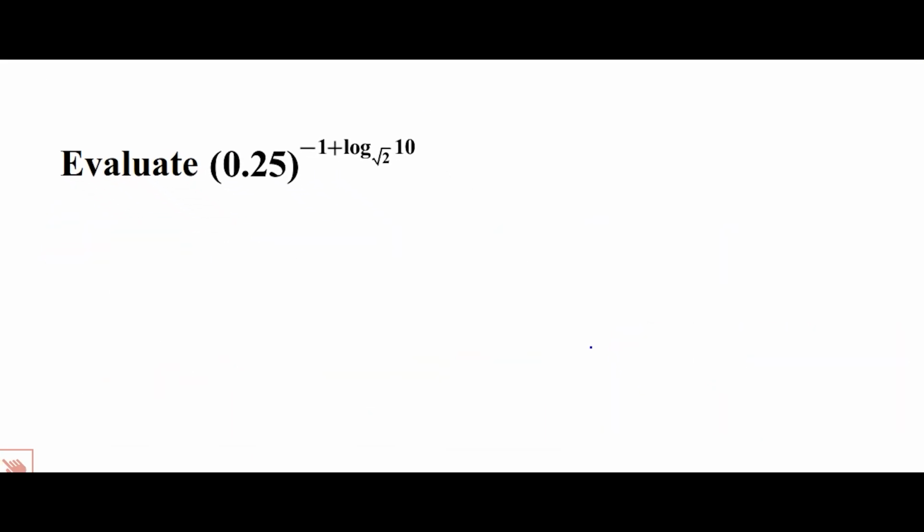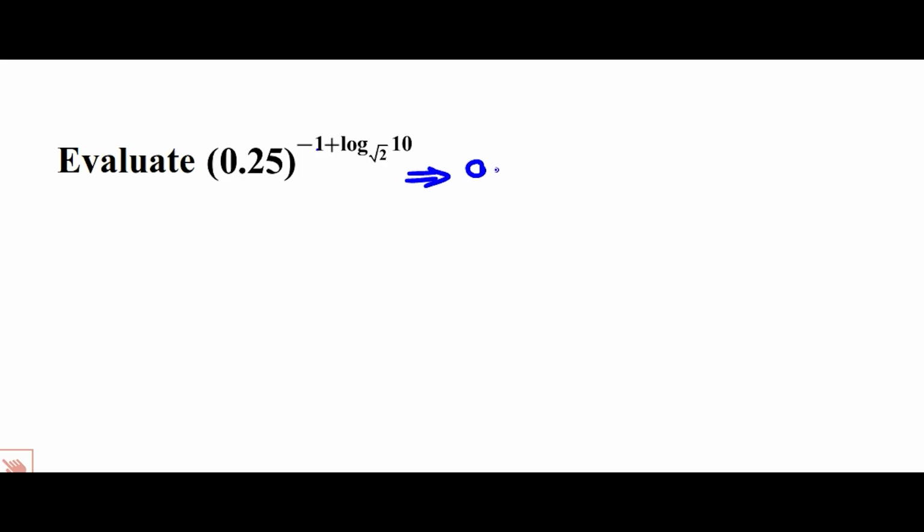Number 2, evaluate 0.25 to the power of (-1 plus log base square root of 2 of 10). First, focus on the base. We know that 0.25 equals 1 over 4, or 2 to the power of -2.